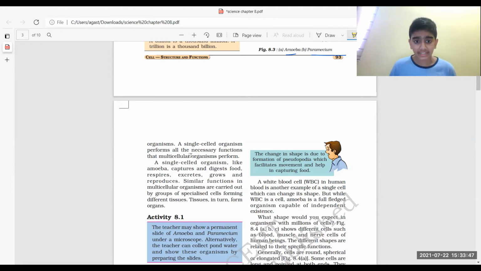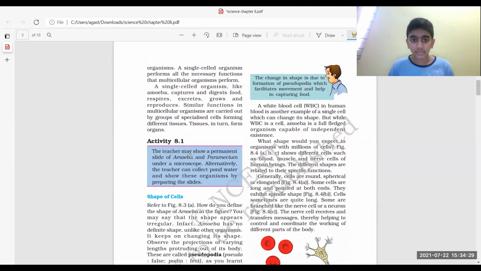Next, a single-celled organism like amoeba captures and digests food. It digests food, respires, excretes, grows, and reproduces. These are all the processes which take place in a human body. It is done because we have different cells assigned to particular processes. I have digestive cells, excretory cells, reproductive cells, respiration cells. There are different cells which dedicate their functions to particular processes. I hope you understood this topic, guys, till here.